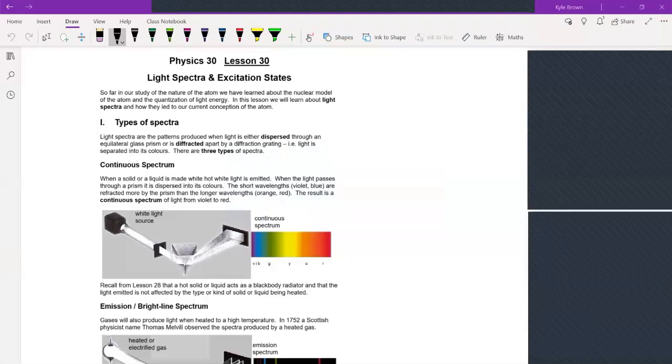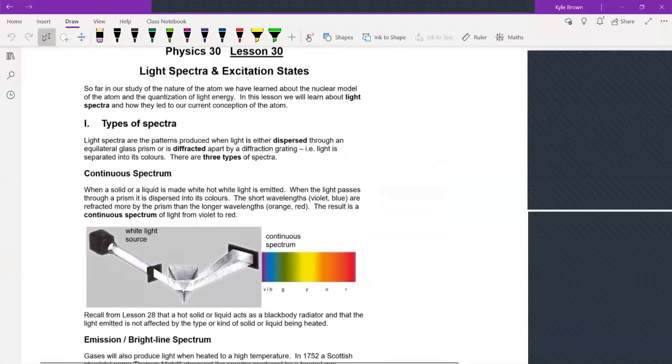Hey, lesson 30, light spectra and excitation states.